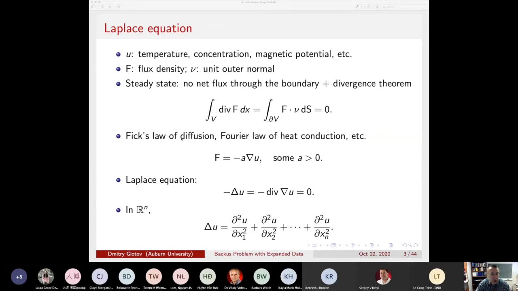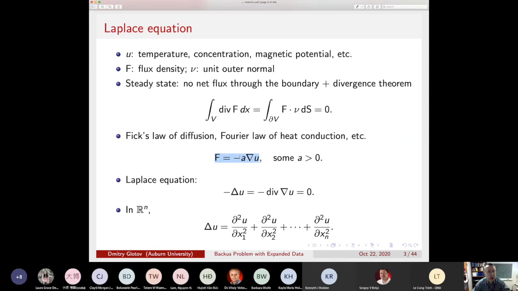In addition to the laws, we also have the constitutive relations. The constitutive relation comes in the form of either Fick's law of diffusion, if we're talking about diffusion, or the Fourier law of heat conduction, if we're talking about heat transfer. In all of these situations, the flux density is proportional to the gradient of the density. So the gradient of U, we have some constant of proportionality A, and the minus sign indicates that the quantity flows from the regions of high concentration to the regions of low concentration.